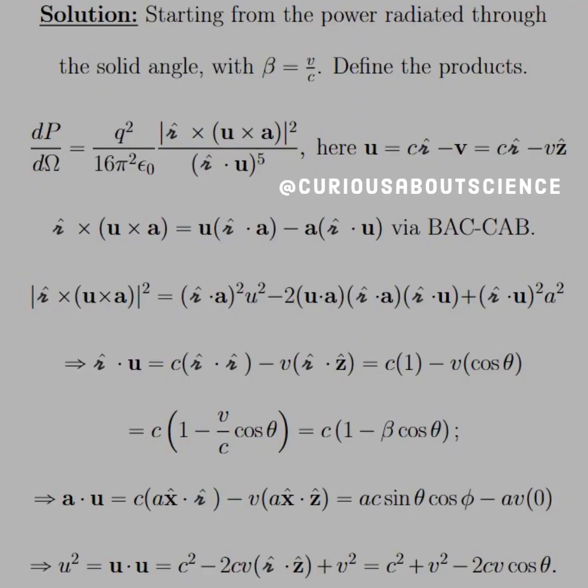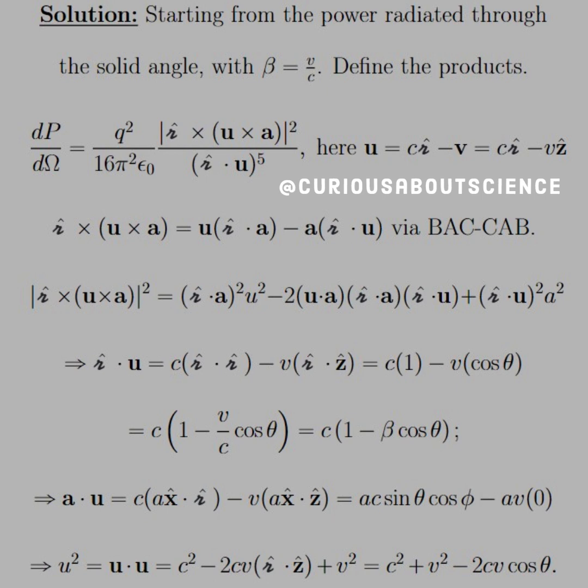Now it's up to us just to start running through the calculations. Starting from the power radiated through the solid angle with beta equal V over c, define the products. Clearly we need to define what U cross A is and what script R dot U to the 5th is. Again, we have a triple product up there in the numerator, so we're going to use BAC-CAB. Go figure, that's our hero. We talked about what U was, so now we can just apply everything.